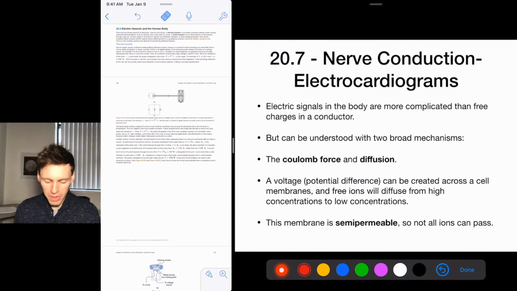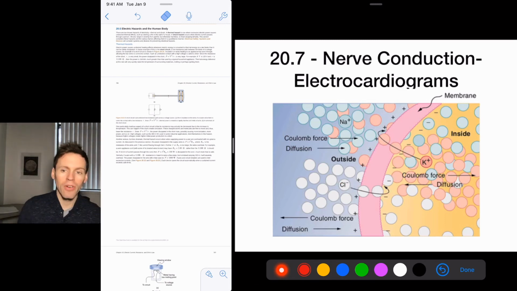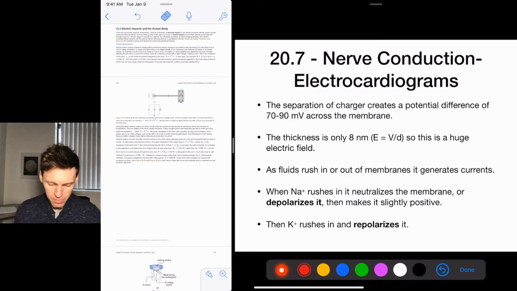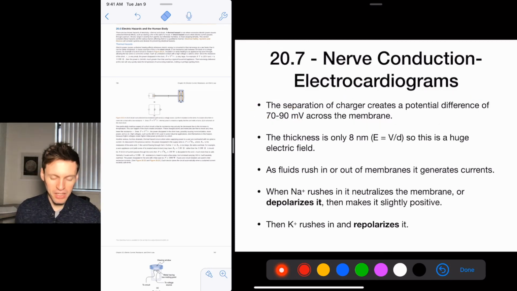But the membrane is semi-permeable, so not all of the ions will pass, and you can end up with this positive and negative potential across it, and that creates a voltage. And then as these ions get pushed in or pushed out of the cell, it can generate a pulse. So the separation here, you could have a potential difference of only 70 to 90 millivolts or so, but you're 8 nanometers thick at that level.